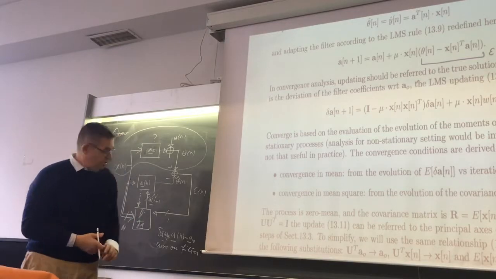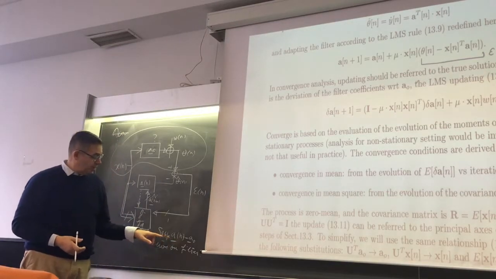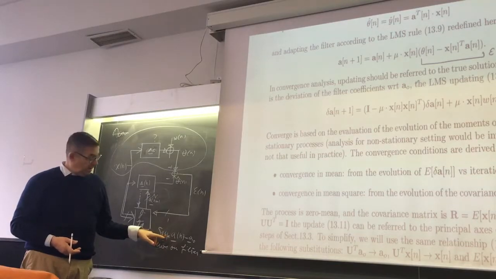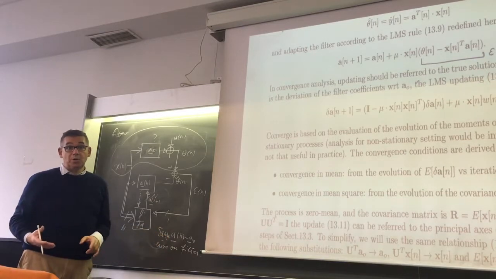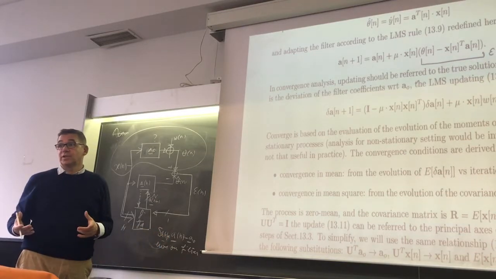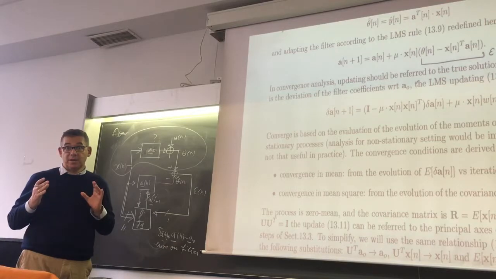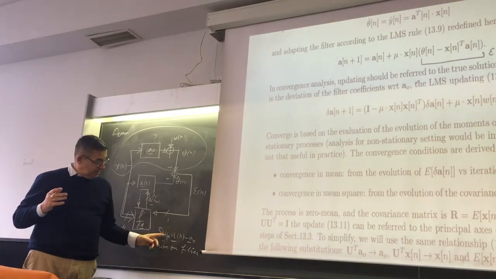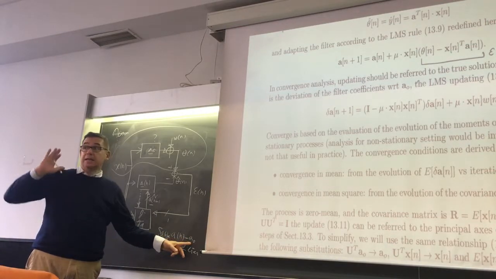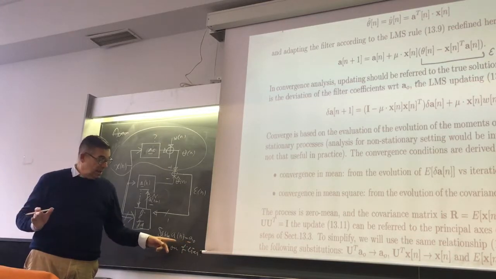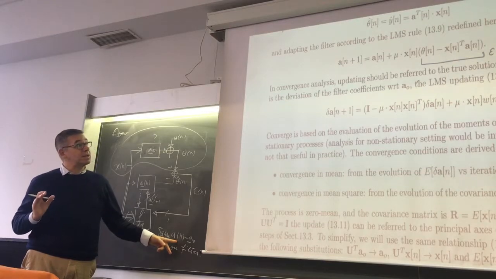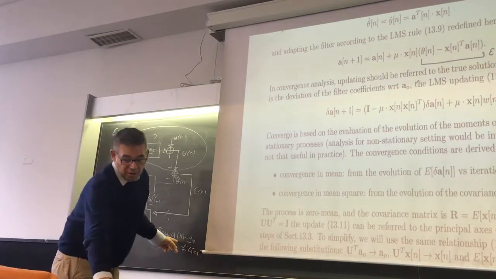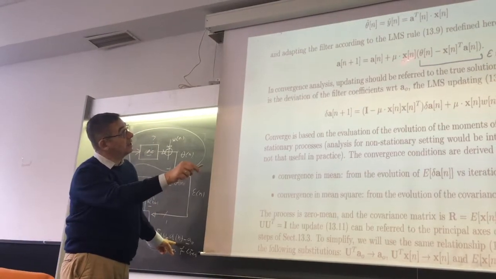So now, how do I define the error? In order to calculate the convergence, I need this delta A_n to go to 0 when n is going to infinity. But since A_0 is a deterministic parameter, A_n is stochastic. And the reason why it's stochastic comes from there.